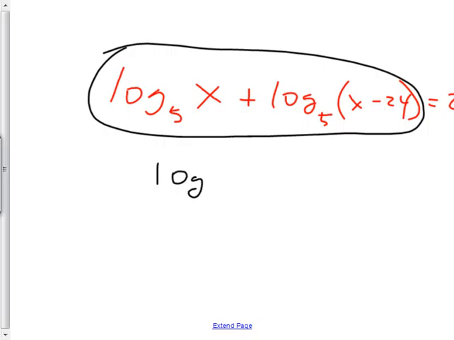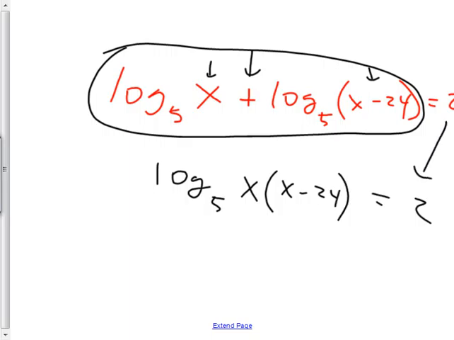So I say log, it's still the same base, log base 5. And when you're taking one that's a plus, you put them together as a multiply. This part and this part are now multiplied. X times x minus 24. And it still equals 2. Same thing over there. Okay?